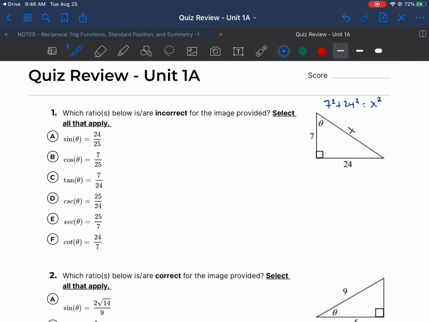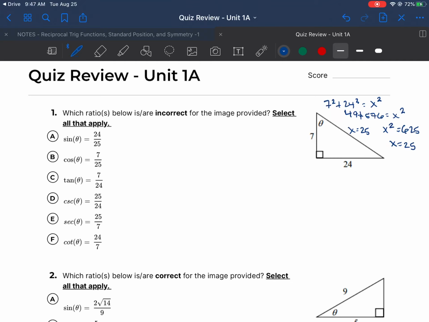So using a calculator, that would give us 49 plus, and then 24 squared will give us 576, equals x squared. So x squared equals 625. And if we take the square root of 625, we're going to get x equals 25. Okay, so x is equal to 25. That's our hypotenuse. Now let's look at all of our trig ratios.